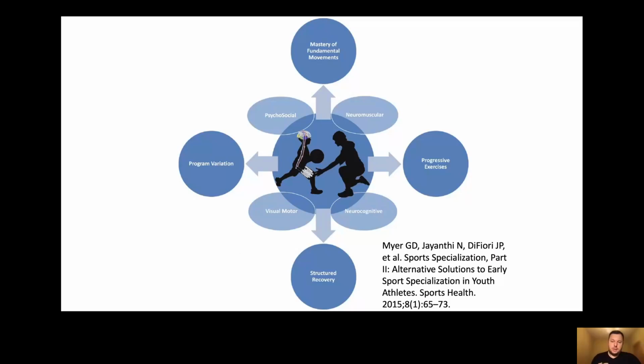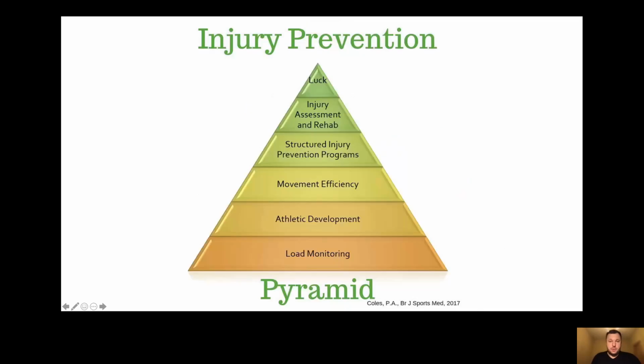So talking about sports specialization, we see that psychosocial, neuromuscular, neurocognitive, visual and motor things are very important in the development of the athlete. Mastery of fundamental skills, program variation, structured recovery, and progressive exercises are the main key things. So just to develop the athlete and to develop in a proper way.